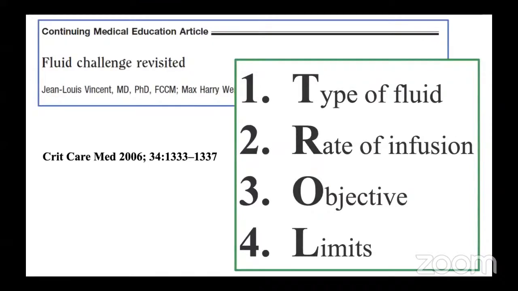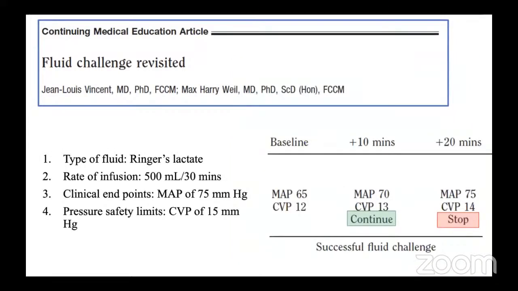However, the older way of doing fluid challenge did not include the objective and the limit, and therefore a new type of fluid challenge was described, which consisted of 4 elements. You decide what type of fluid you want to give, what is the rate of infusion, what is the objective that you want to achieve, and what is the safety limit. So, for example, type of fluid is Ringer's lactate, rate of infusion is 500 ml over 30 minutes. The clinical endpoint is MAP of 75 millimeters of mercury, and pressure safety limit is 15 millimeters of mercury.